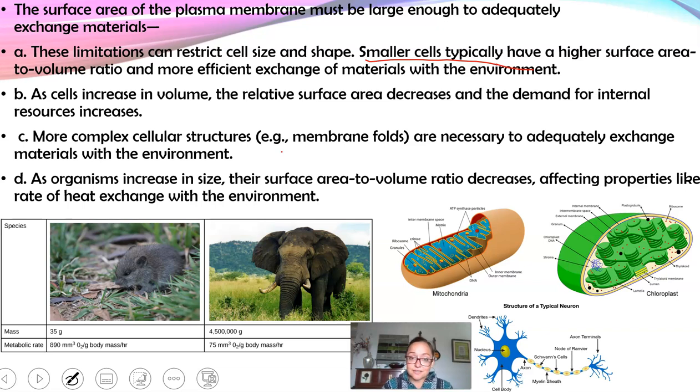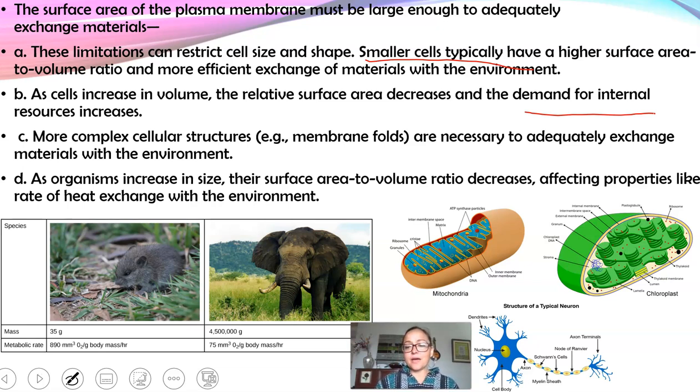As cells increase in volume, their relative surface area decreases. But while they're getting bigger, they have a higher demand for resources. So there's a trade-off between how large a cell could actually get. Now, some complex structures are necessary to adequately exchange materials with the environment.